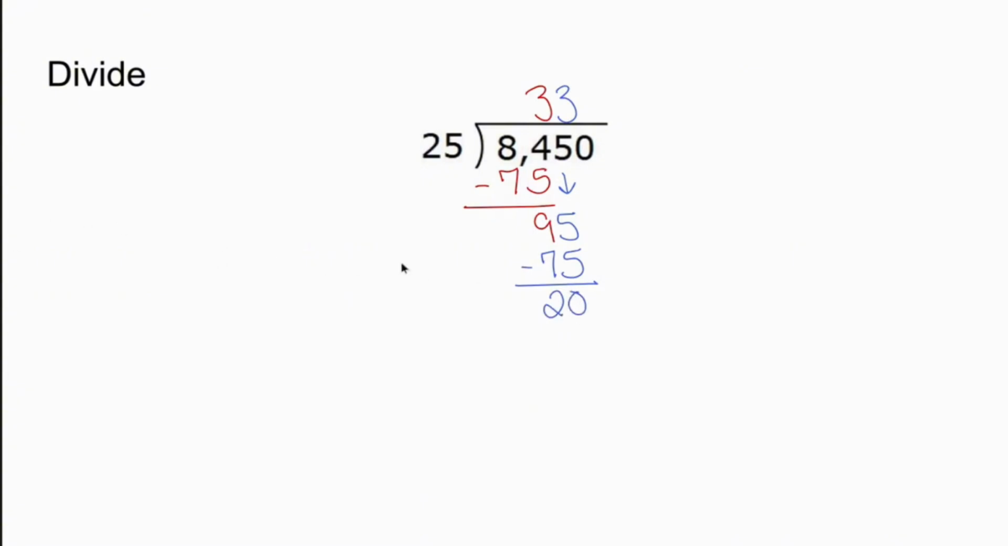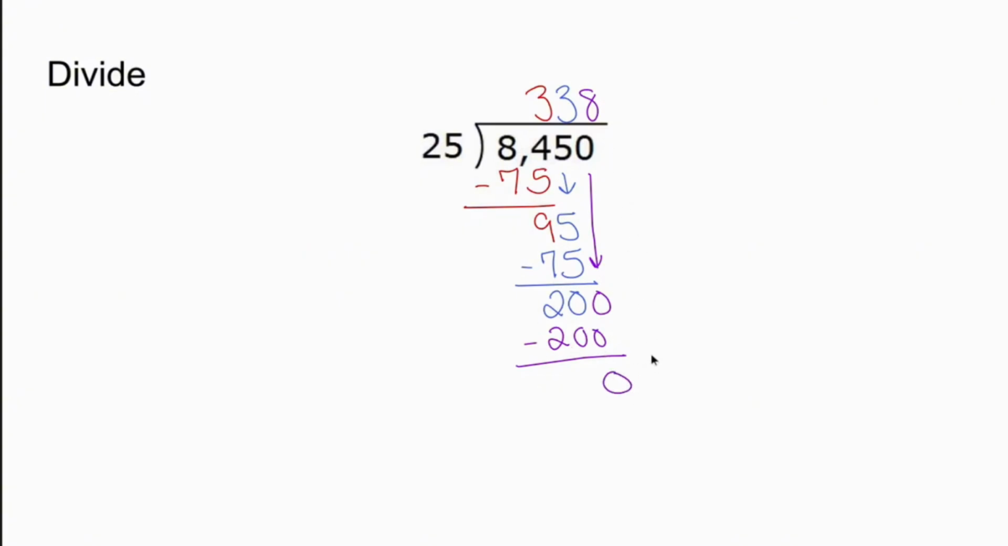Now we drop down that last number, which is 0, and we ask ourselves, how many times does 25 go into 200? Well, 8. We take 8, multiply it to 25, get 200 exactly, subtract 200 minus 200 is 0.